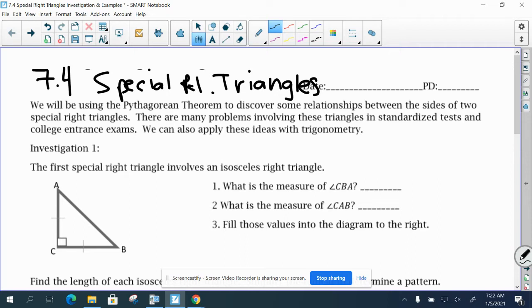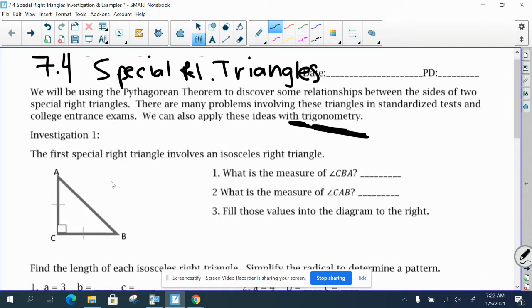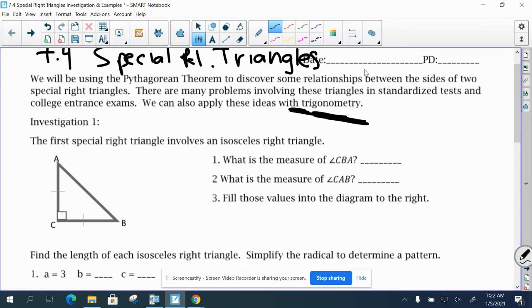We'll be using the Pythagorean theorem to discover some relationships between the sides of two special right triangles. There are many problems involving these triangles in standardized tests and college entrance exams. We can also apply these ideas with trigonometry, and I can't emphasize that enough. When you get to trig, you'll use these concepts. We'll also be using our understanding of simplifying radicals again in this lesson, so be prepared for that.